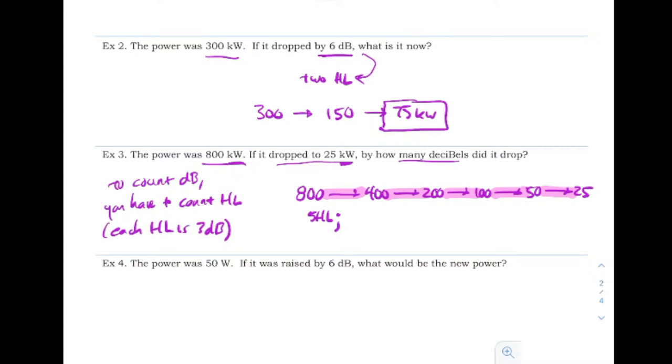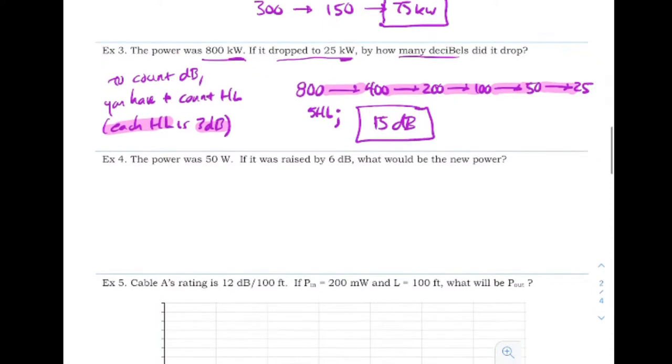And then go back to our definition over here. Each half-life is 3 decibels. So if I got 5 half-lives, and every one of them is 3 decibels, I go 5 times 3, and I get 15 decibels. This is a drop of 15 decibels. When the power goes down, the decibels drop. 5 half-lives is 15 decibels.